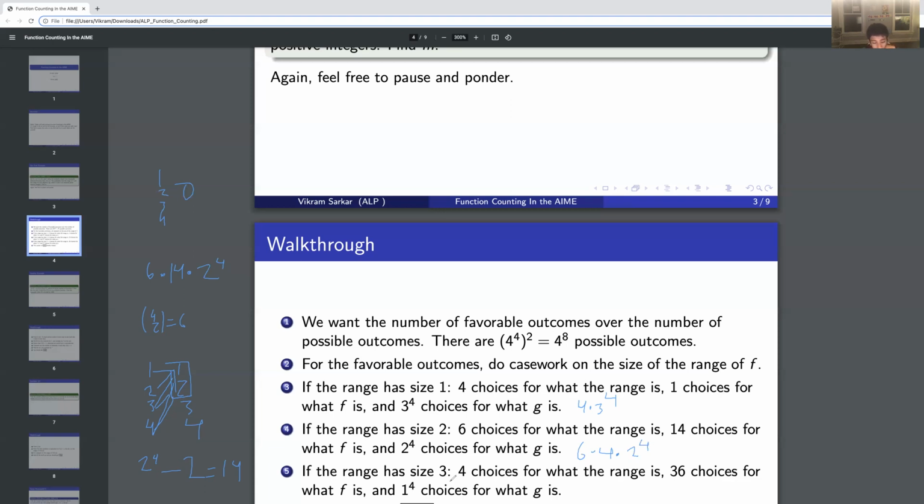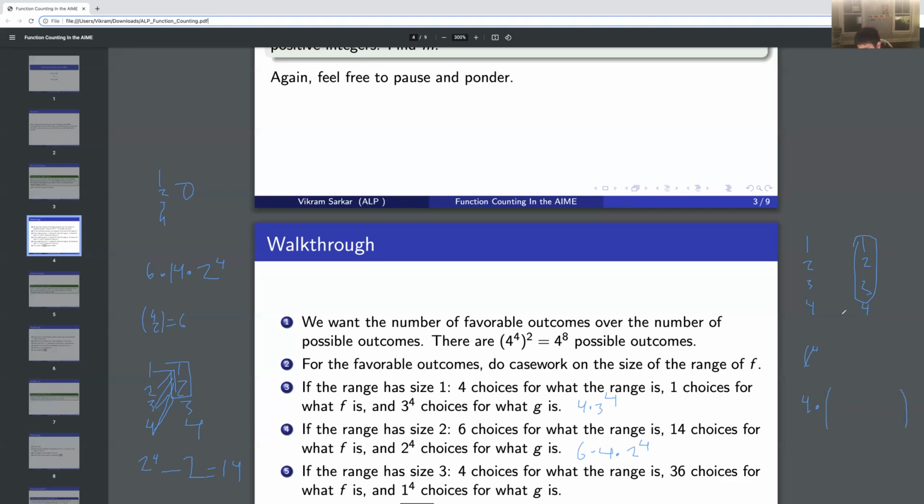If the range has size 3, then there's 4 choices for what the range is, right? So the range could be any 3 element subset of 1, 2, 3, 4. So 4 choose 3, or just 4. So 4 choices for what the range is. So let's say the range is 1, 2, 3. Then 36 choices for what F is. And this is actually a bit involved.